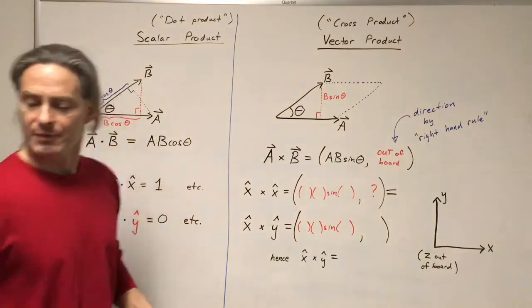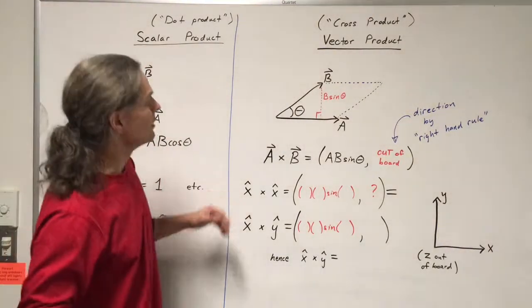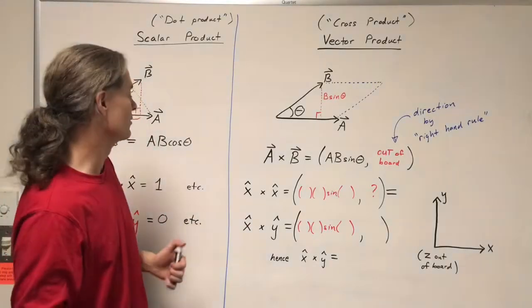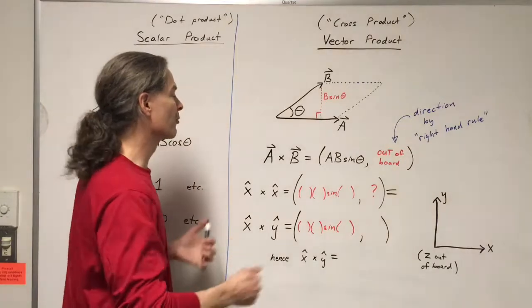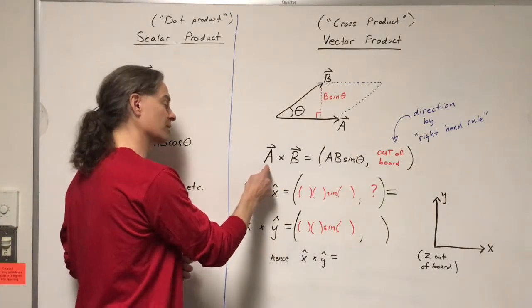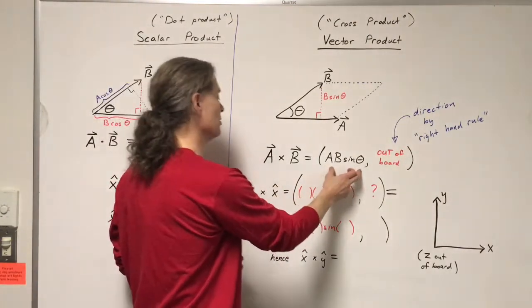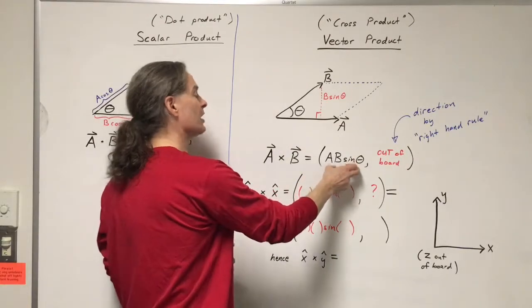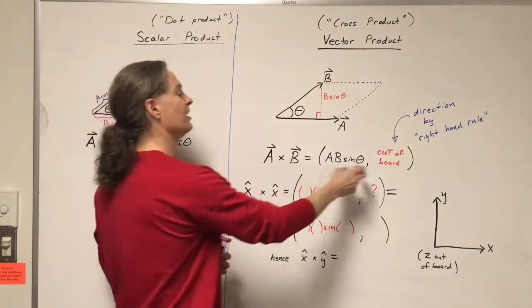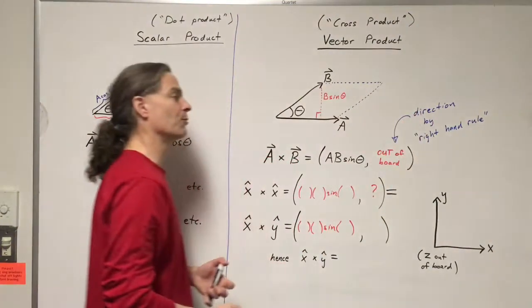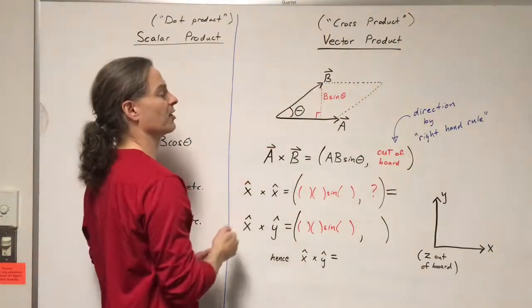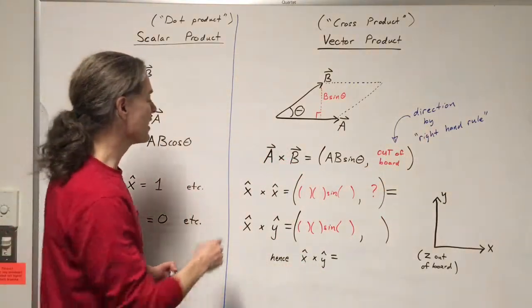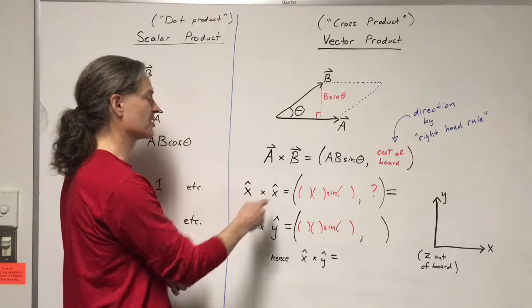Okay, so let's fill in our recipe for the cross product for a couple of these sets of unit vector cross products. Remember, the rule is: when you take the cross product of two vectors, you get a magnitude, the magnitude of the first vector times the magnitude of the second vector times the sine of the angle between them. That gives the magnitude of the cross product, and then you get the direction by the right-hand rule. So let's play that out for x hat cross x hat.